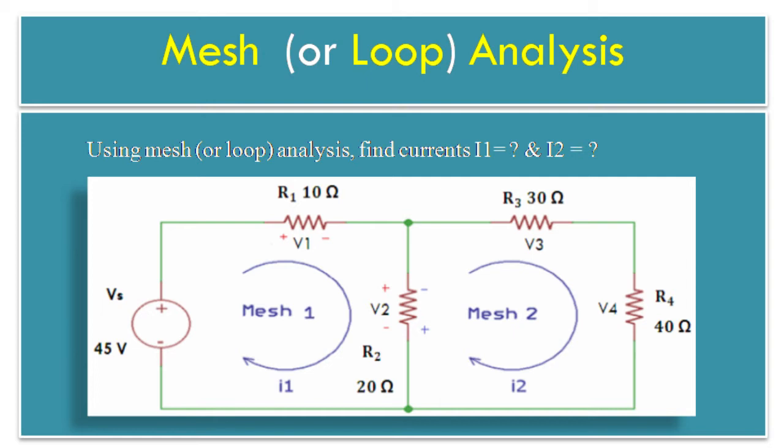Example statement: using mesh or loop analysis, find currents I1 and I2 using the diagram shown. Let's write the given data. Voltage source Vs is equal to 45 volt. Resistor R1 is equal to 10 ohm, R2 is equal to 20 ohm, R3 is equal to 30 ohm and resistor R4 is equal to 40 ohm.